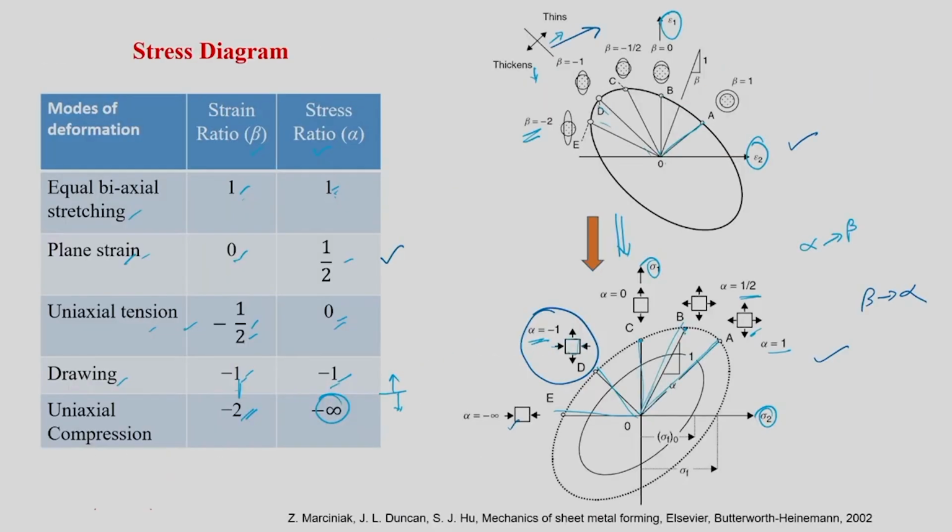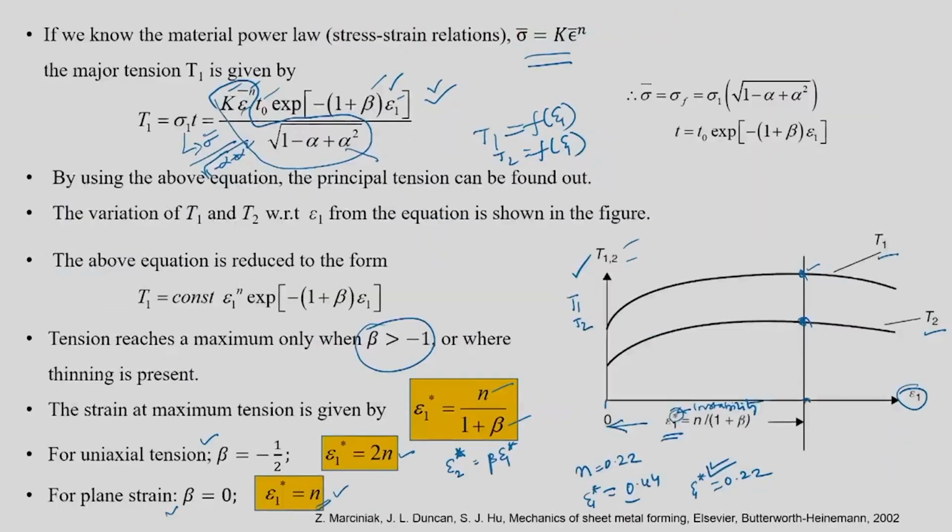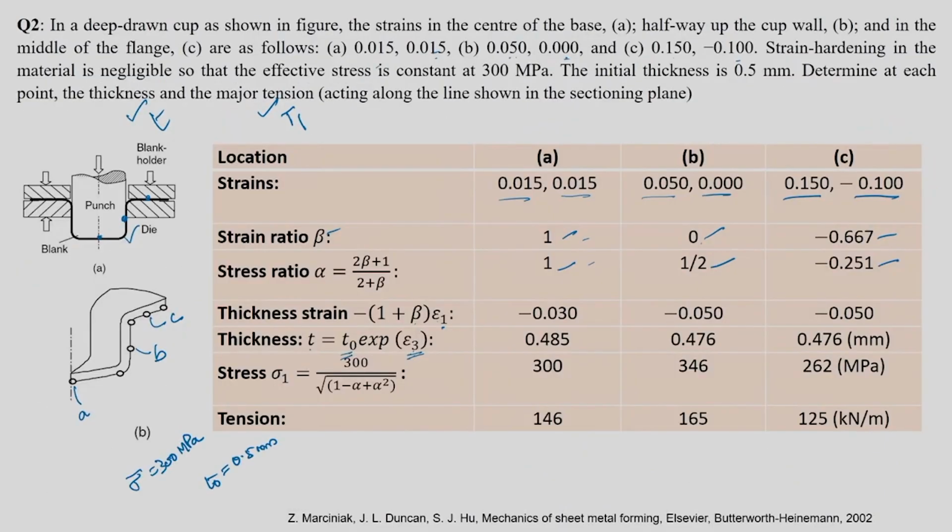Plane strain is half, isn't it? We said plane strain is beta 0 and alpha is half. That has been obtained. So now everything is known. All the values are known here.